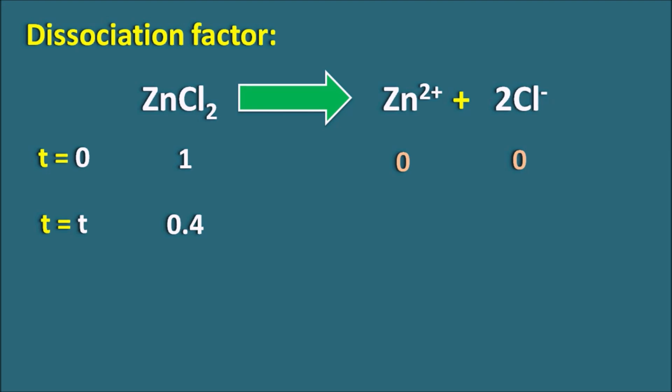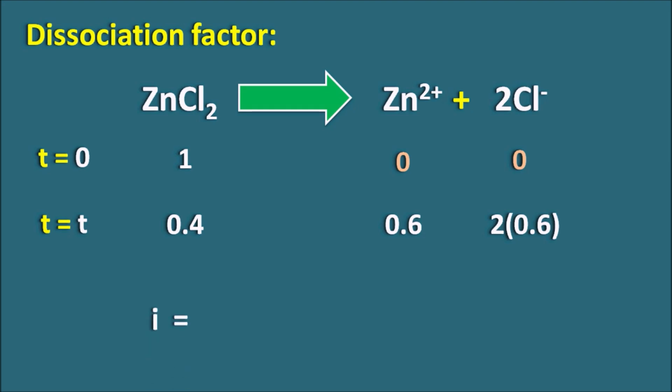Now how many Zn2+ ions are going to be produced? Since the degree of dissociation is 0.6, the number of moles of Zn2+ is 0.6. Then what is the number of moles of Cl−? The total number of moles of Cl− formed is 2 into 0.6, because within this equation you can observe 2 Cl−. So for 1 mole of zinc chloride, 2 moles of chloride ions are produced. So for 0.6 moles, 2 into 0.6 moles of chloride ions are going to be produced.